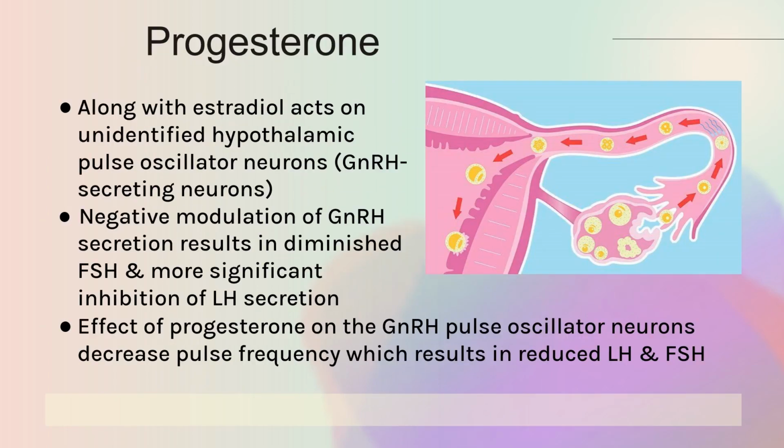Progesterone, in conjunction with estradiol, affects certain neurons in the hypothalamus, specifically those responsible for secreting GnRH, or gonadotropin releasing hormone. In the last slide, I talked about the positive feedback loop. Well, progesterone negatively modulates GnRH secretion. This leads to a reduction in both FSH and a more substantial inhibition of LH secretion.